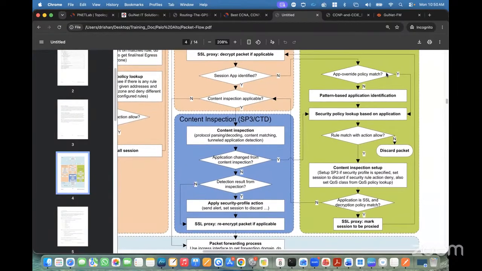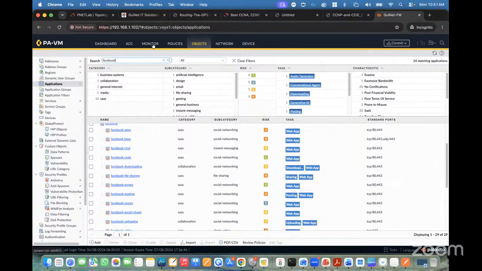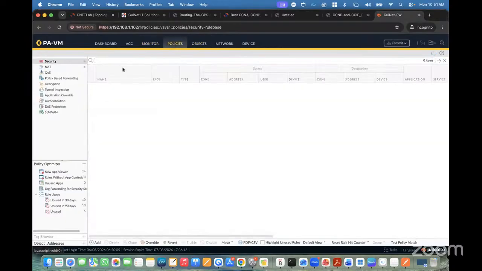So pattern-based, right? As I mentioned, let's suppose your application is not identified for some reason. So what is going to happen? There are two actions that can happen. Maybe you intentionally do not want to check the application. For that, you have to create the application override policy. Okay, so that is one thing.